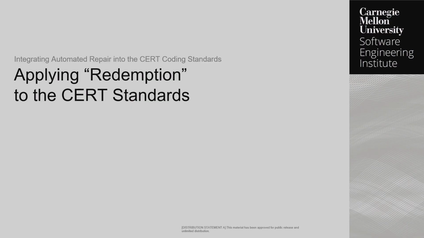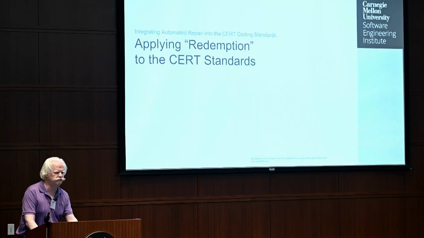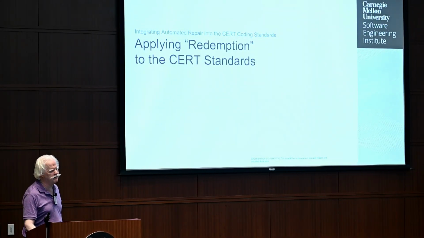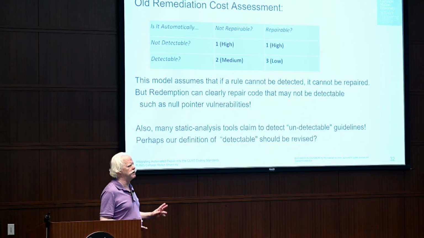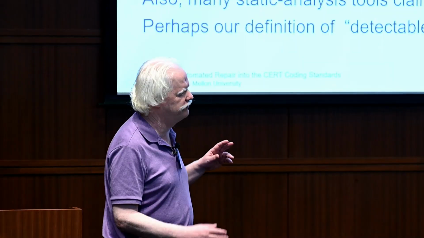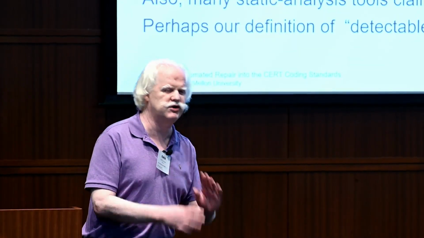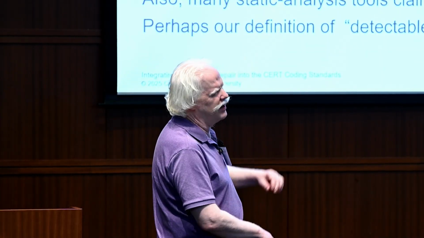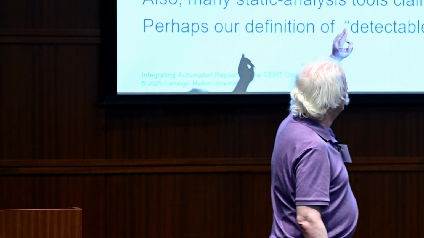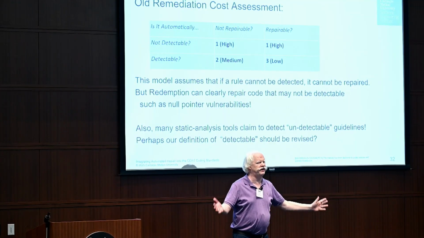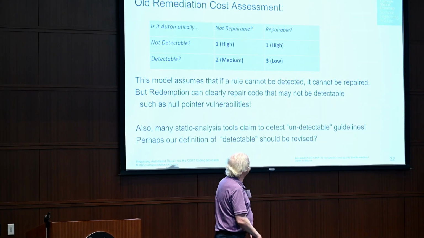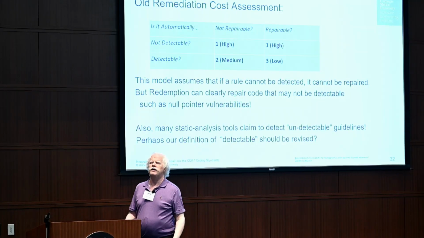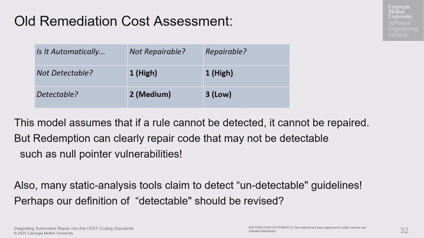So the final thing I want to talk about is simply how building this repair tool has changed the way we think about the CERT standards. So in particular, remember that I talked about the remediation cost, and it simply asks 2 questions. Is a violation of this rule detectable by static analysis, and is it repairable? And as I noted before, if a rule is repairable, but it's not detectable, then we use the high value there. And we don't distinguish rules that are repairable but not detectable from rules that are not repairable and not detectable.